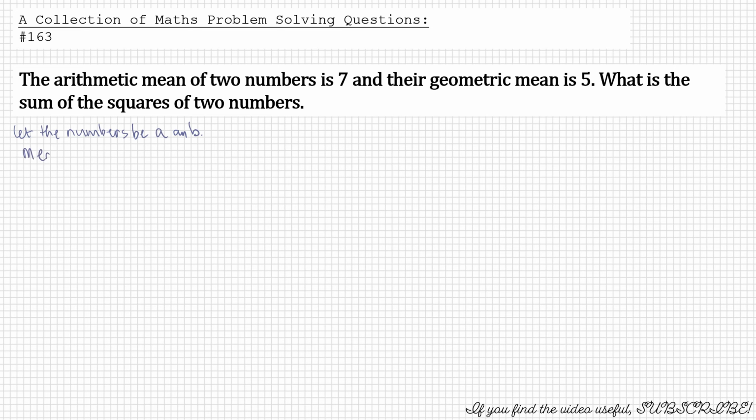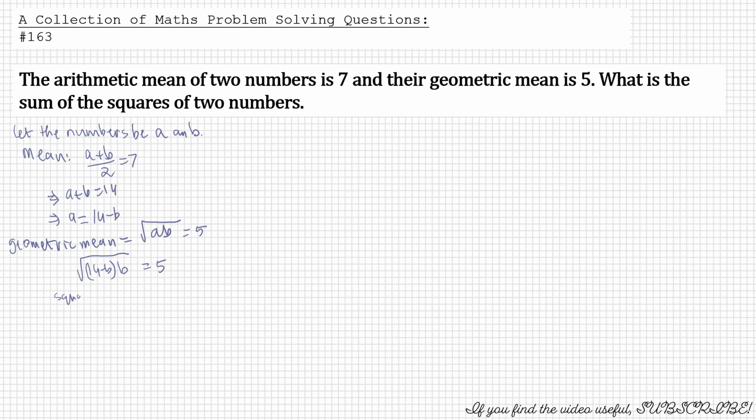So the mean of the numbers would be (a plus b) out of 2, and that is 7. So a plus b equals 14, and therefore a is 14 minus b, and this we can use in the second part, where the geometric mean equals the square root of ab, and that equals 5. So we can write this, substituting the value of a, as the square root of (14 minus b) times b equals 5.